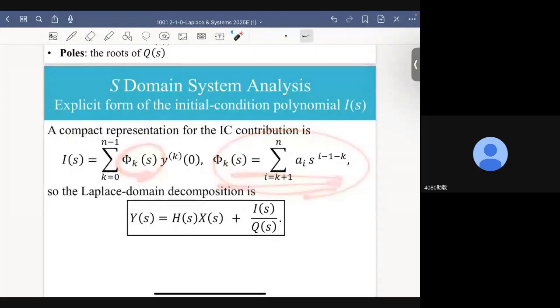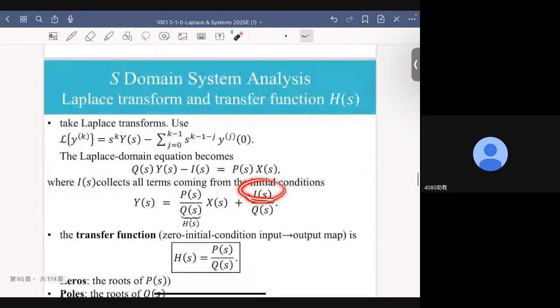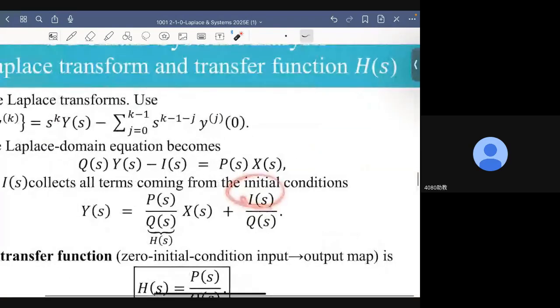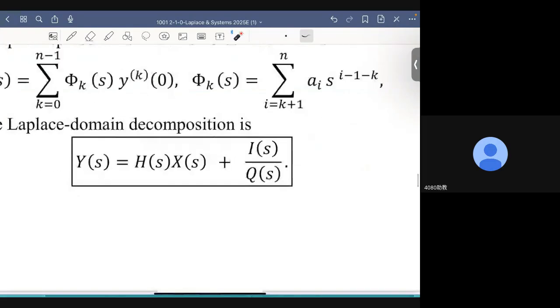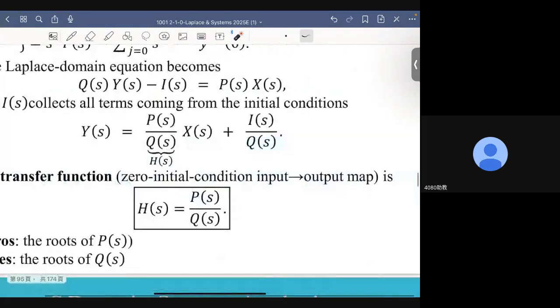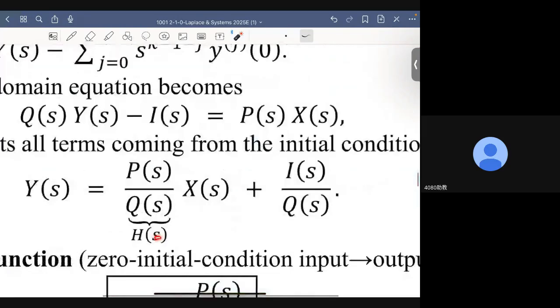Now, apparently, I of x comes from the initial conditions. So I of x represents the overall contribution from the initial conditions. By contrast, this term here represents the contribution from the input.